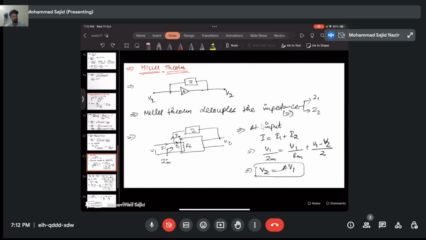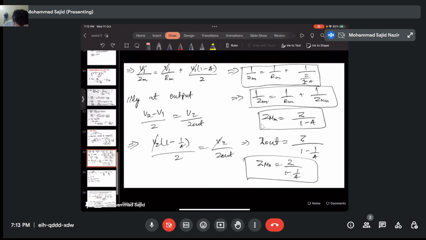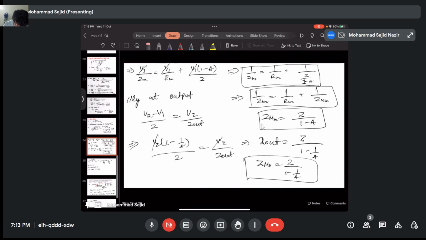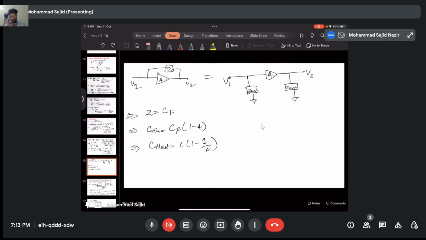And then the most important thing that we discussed in this session was actually the Miller's term. It's a very handy tool, in which if there is a connected element between the input and output, that can be decoupled using this term. And these are the two steps. And this is how you transform your circuit while using this.